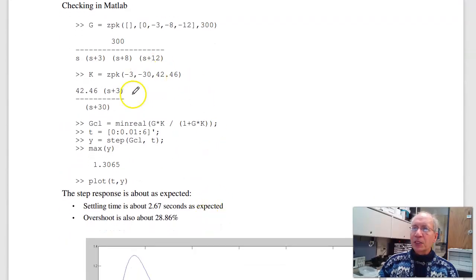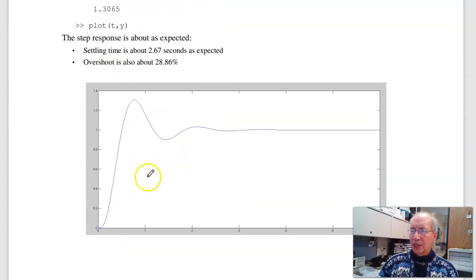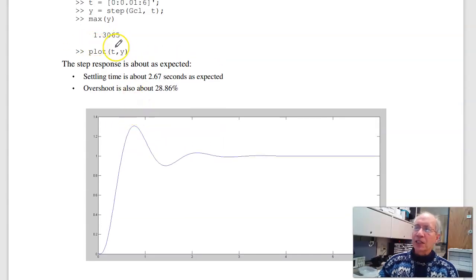Taking the step response, the closed loop system in MATLAB, here's G, K, closed loop system. It's a faster system, quicker settling time, still about 20% overshoot, a little bit higher, because again I designed for phase margin. That tends to give you slightly too much overshoot.